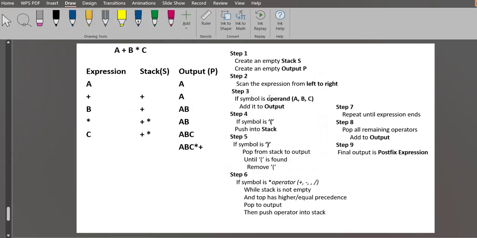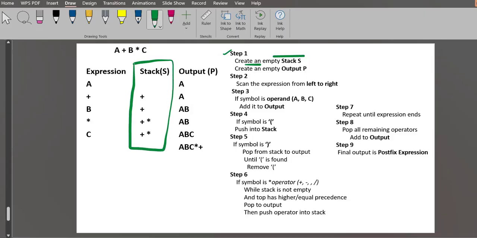So this is the algorithm right now. Here I have written, first step is what? You have to create an empty stack. So I have created an empty stack here. Do not confuse, just have a look at the first algorithm. Create an empty stack known as S. Create an empty output known as P. All right. Now second step is we have to scan our expression left to right.